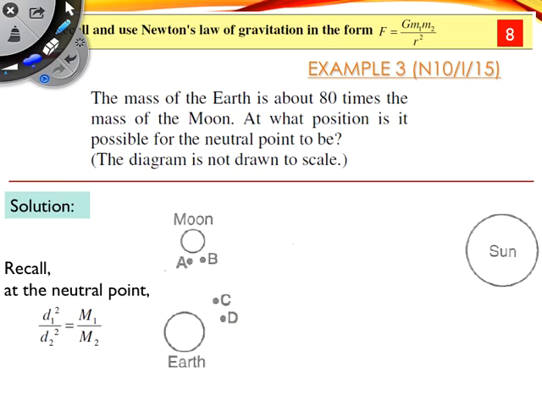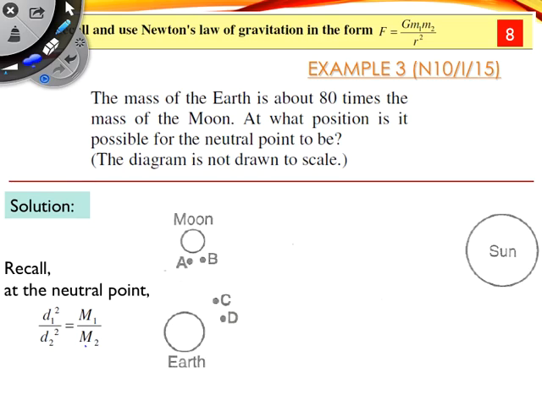Recall at the neutral point, d1 squared over d2 squared equals m1 over m2. That means, for you to find the neutral point, the larger the mass, the further away you should be from that mass. Let's say m2 is much larger than m1, which means that you should be further away from m2. You should be closer to the smaller mass.